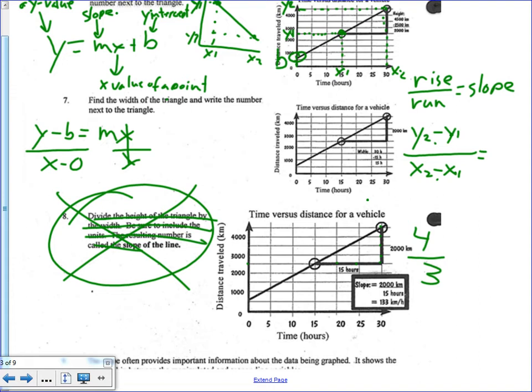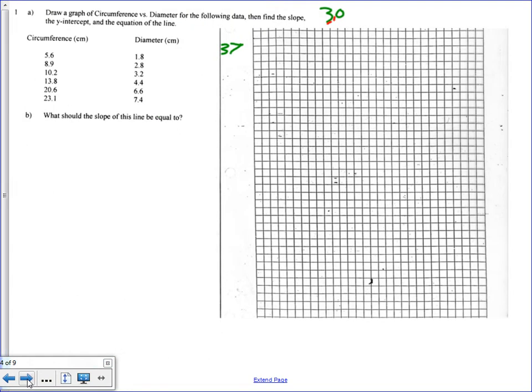Questions so far? Okay. Here's what we're going to do. I'm going to pass out some graph paper, and we're going to build this first graph together. All right? And then I'm going to have you try some others.